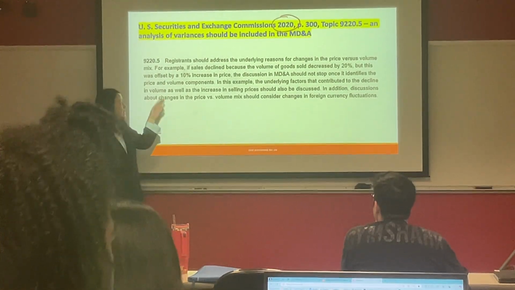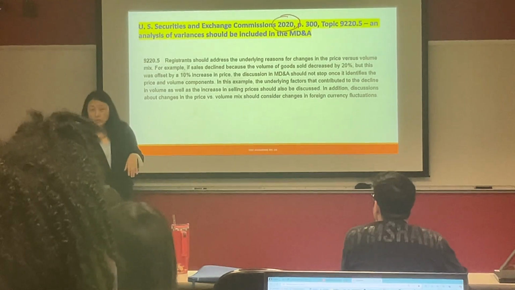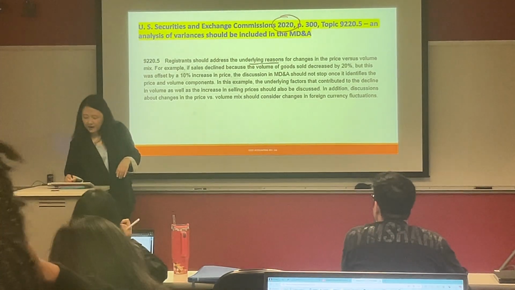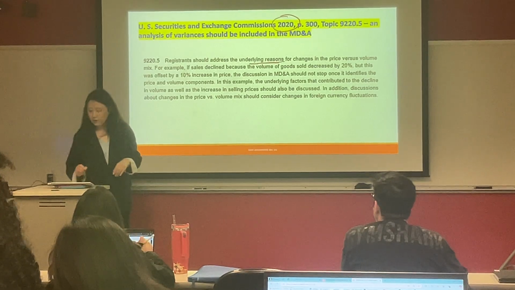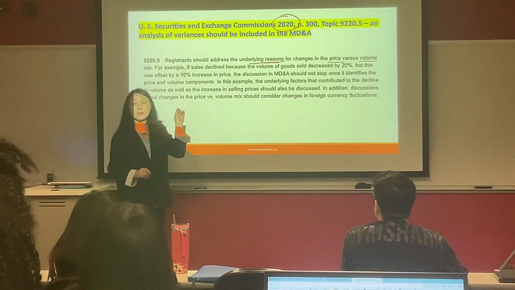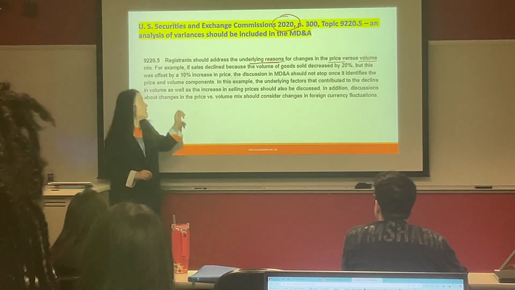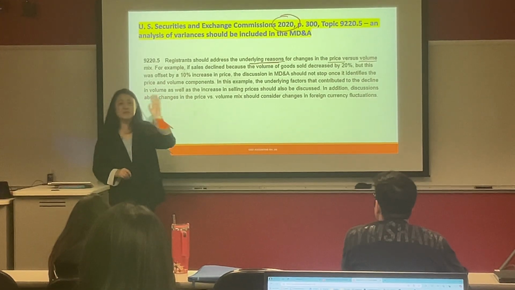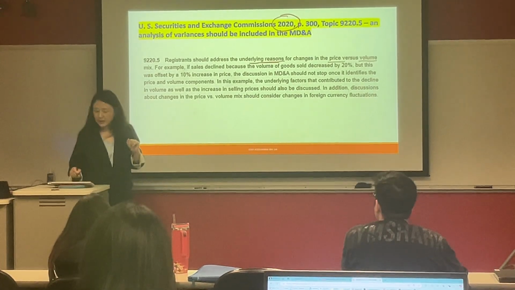So this basically says, in the managerial decision discussion section, they have to provide the underlying reasons for the changes in price and volume. Price and volume, that's basically price and the quantity. So it says the mix, but that's not the mix variance. It's basically the price variance and the quantity variance. So they give an example.